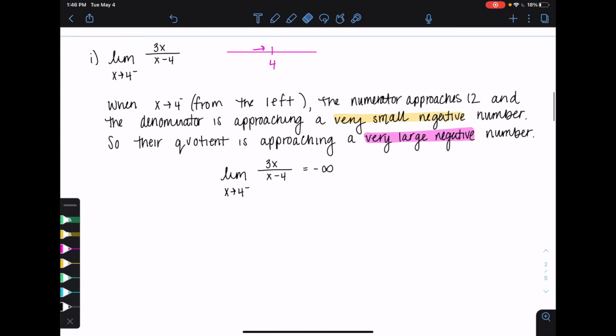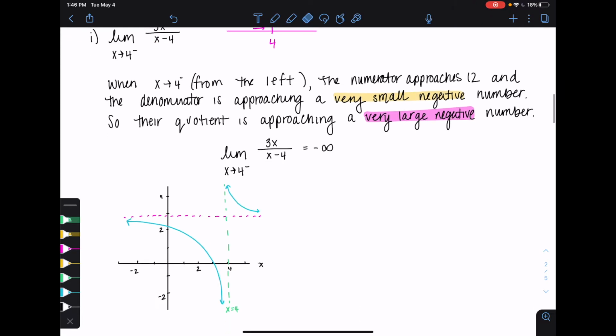If you were to graph this rational function, 4 is your vertical asymptote. It has the same degree, so positive 3 would be your horizontal asymptote. So this is ultimately what the graph would look like. 4 is a vertical asymptote because you have one of those limits blowing up to infinity on either side. Okay.